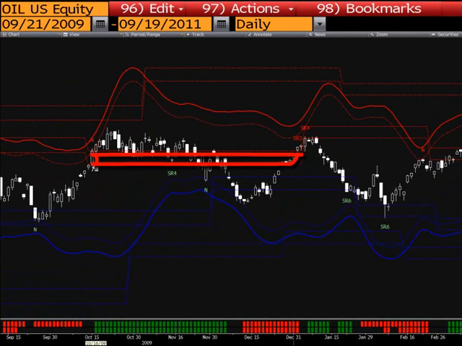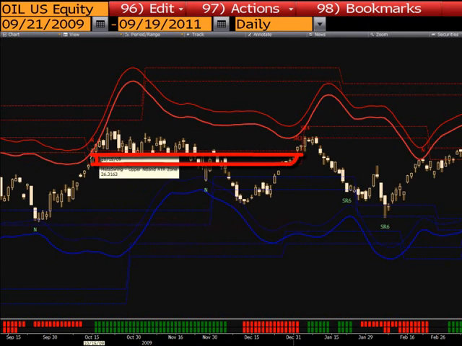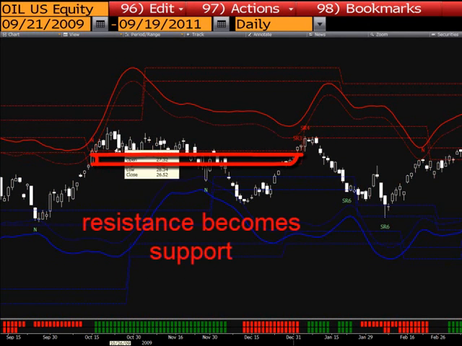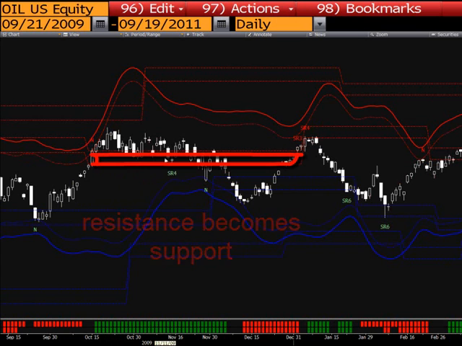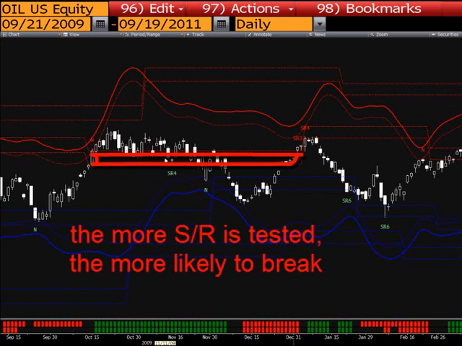So this area, as price was advancing, was resistance. Resistance is broken over, and now this becomes support. This leads us to the second tenet. The more often that something is tested, the level, the more likely it is to be broken.